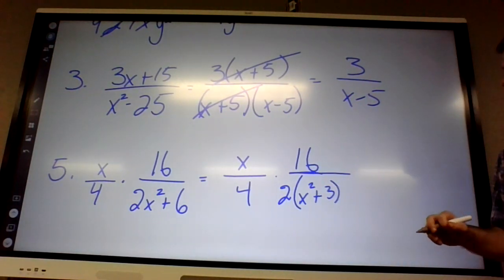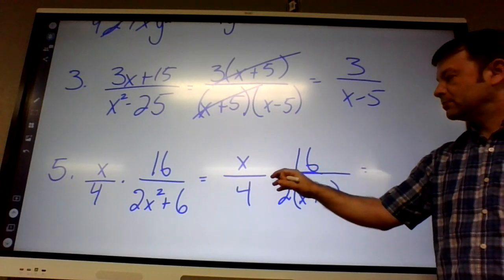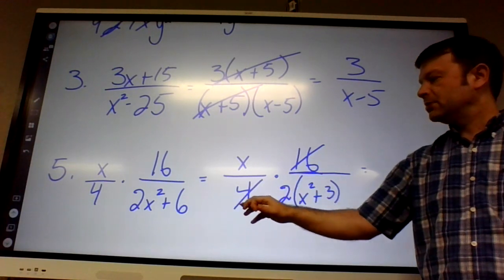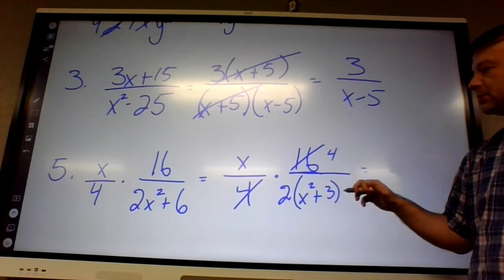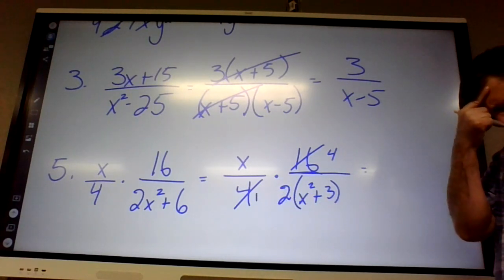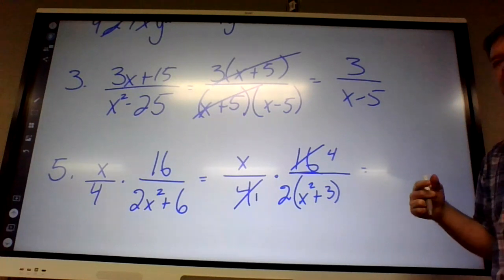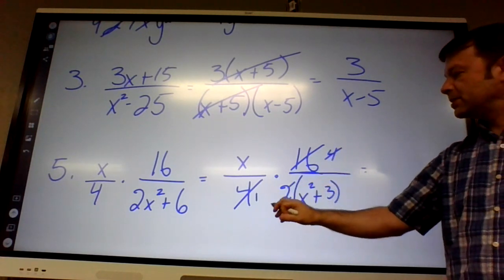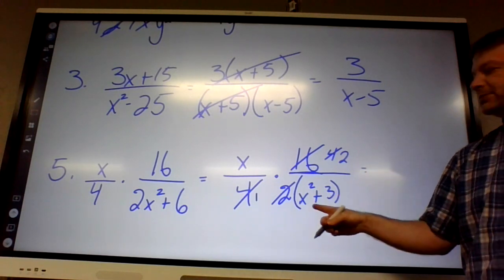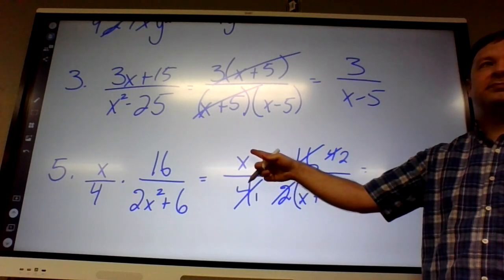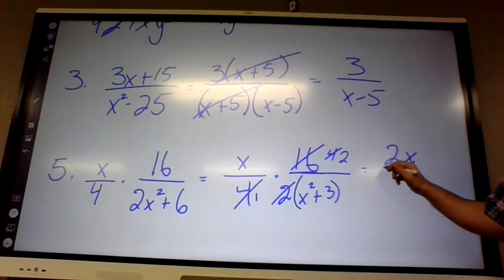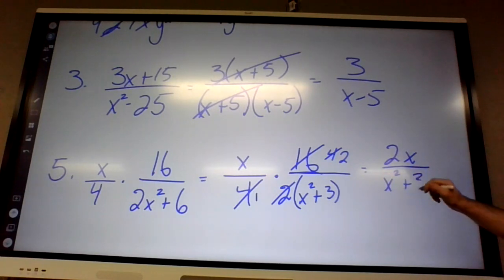Okay, now what? 16 and 4. 4. What else? Did you do the 4 and 2? 4 and 2. Anything else? X squared and x. Yeah. So that's it. So 2x on top and x squared plus 3 on bottom.